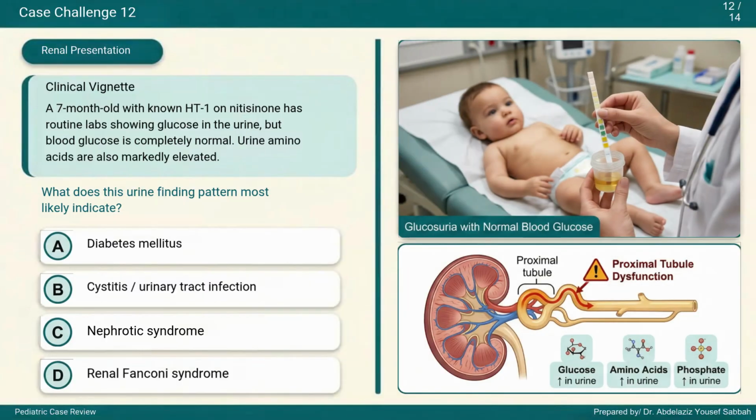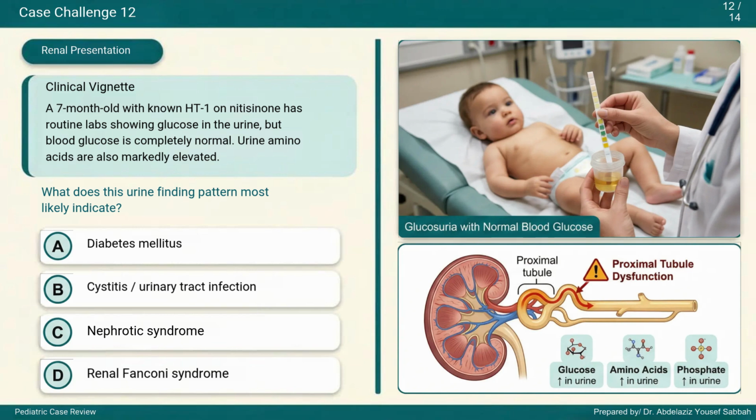Case Challenge 12. A 7-month-old with known Tyrosinemia type 1 on nitisinone has routine labs showing glucose in the urine, but blood glucose is completely normal. Urine amino acids are also markedly elevated. What does this urine finding pattern most likely indicate?